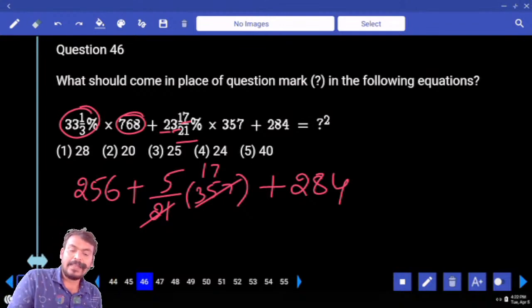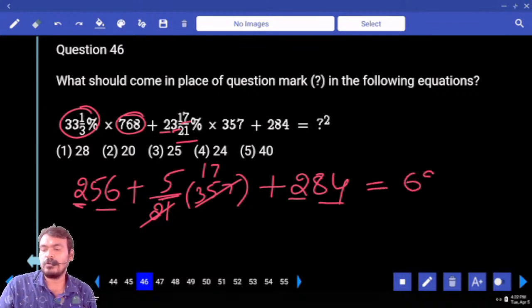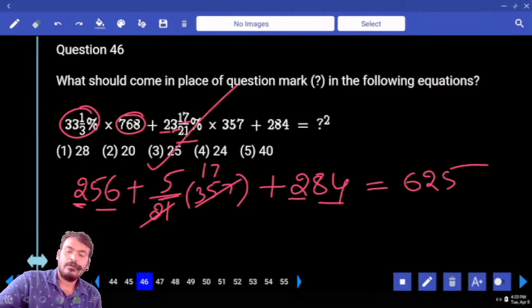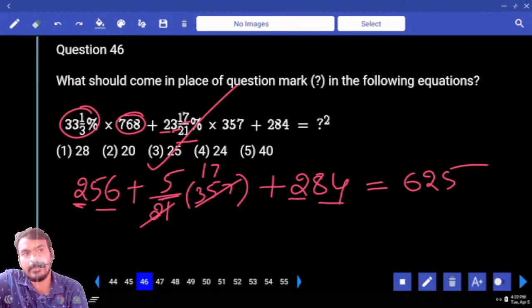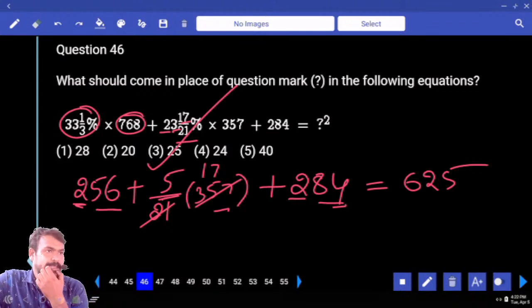284. First adding the hundreds positions. 200 plus 200 is 400. 56 plus 84 is 140, or not? 140. 400 plus 140 is 540, or not? 540 plus 5 into 17, or not? 85. Total it is 625. Which one square? 25 square. Verify the units position. 6 plus 5 is 1. 1 plus 4 is 5. Ending with 5. Only one option, or not? Square 5 means ending with also 5, or not?